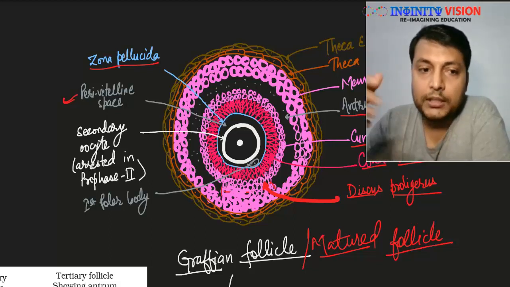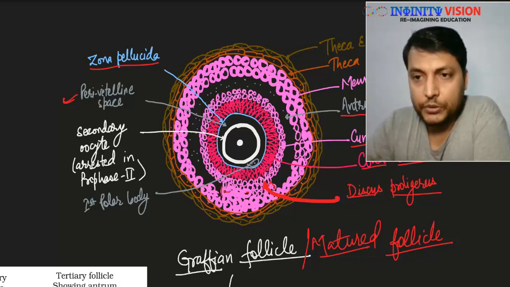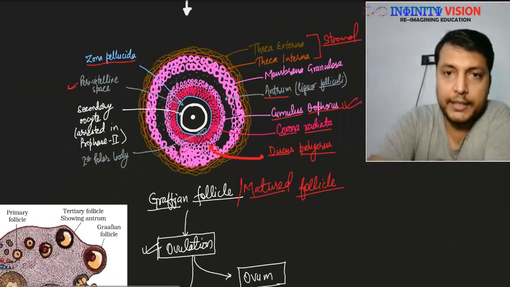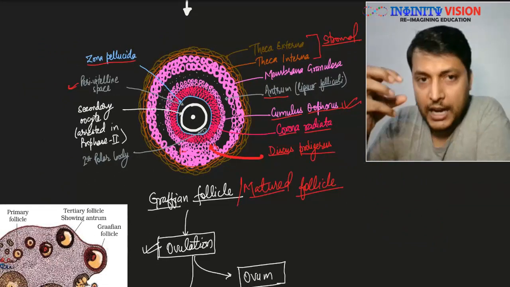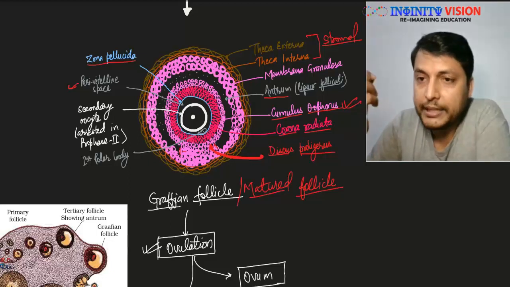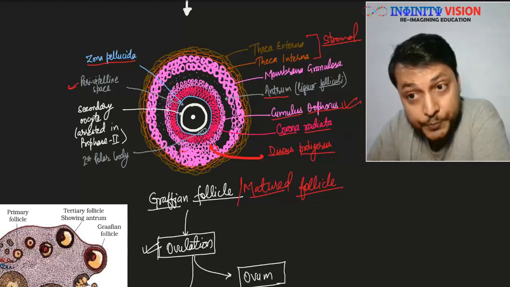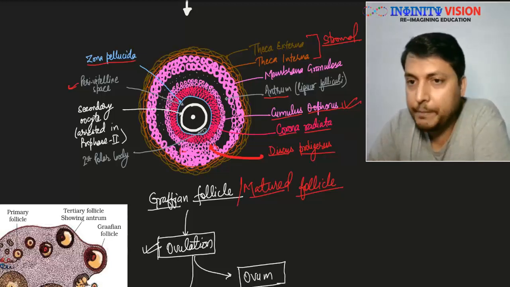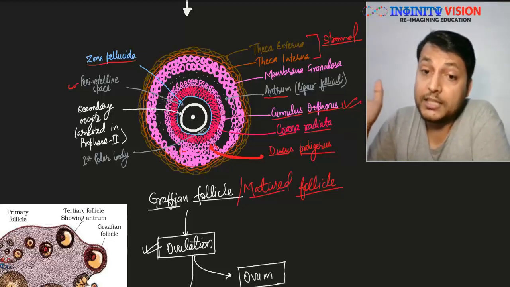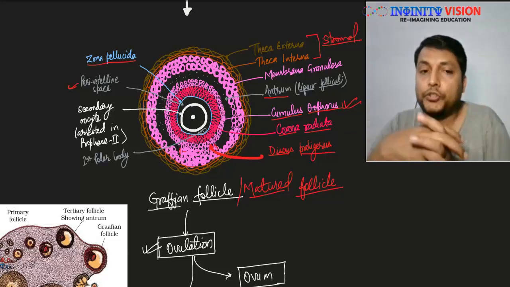Now the first polar body will remain there or it may degenerate. Great. So can you see the whole structure now? There is theca, and after theca there is membrana granulosa, then antrum, then cumulus oophorus, corona radiata, zona pellucida, perivitelline space, and the secondary oocyte which is arrested in prophase 2. Then the first polar body may or may not be there. It may degenerate or may be there. And then there is the discus proligerus. Now this whole structure is called Graafian follicle or matured follicle.